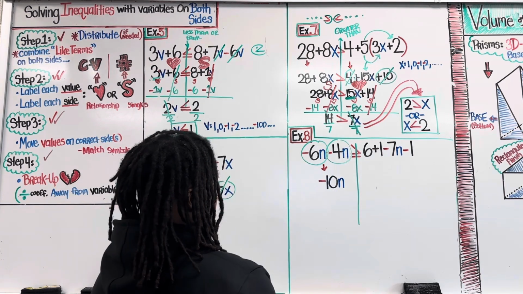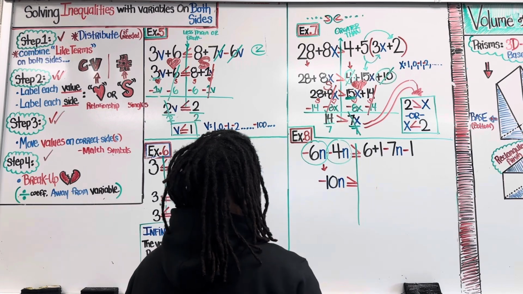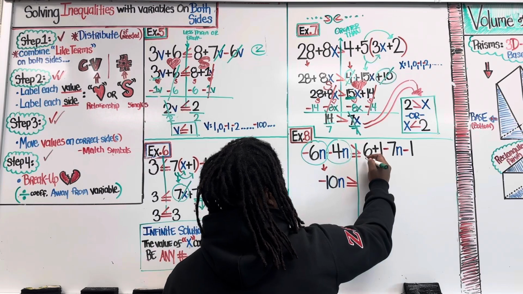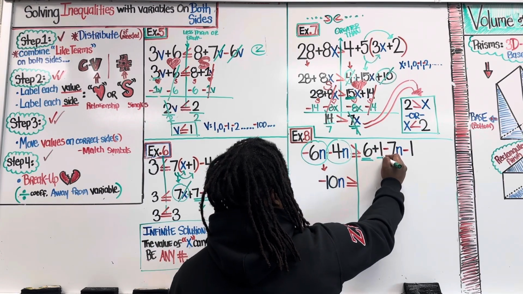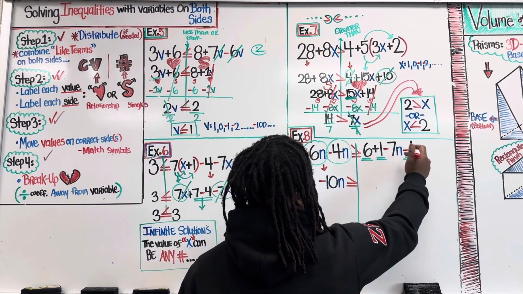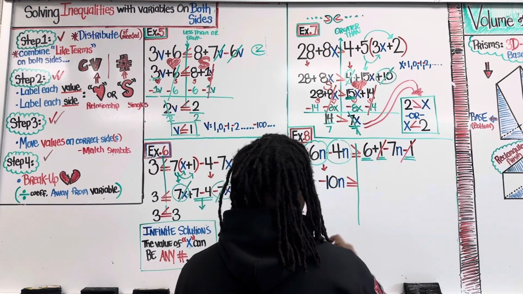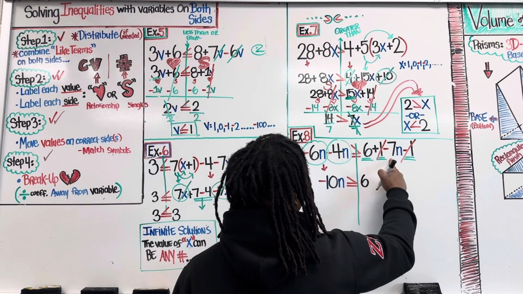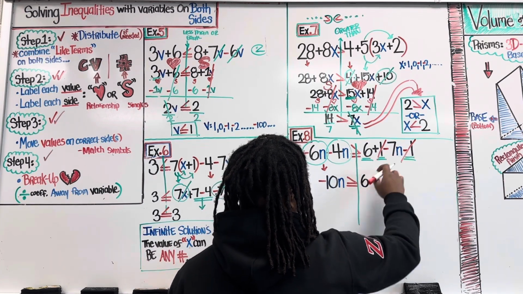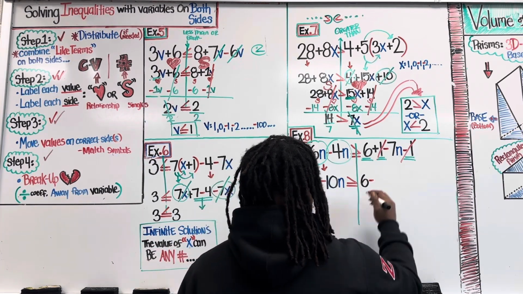All right, so now I have negative 10n is greater than or equal to, and now we're gonna do the opposite side, guys, okay? I can combine 6 with a positive 1 and a negative 1. A positive 1 and a negative 1 cancels out. So now I just have 6. So it's gonna turn into 6 minus 7n. Or I could have done 6 plus 1, which is 7, minus 1, which is 6. However you wanted to do it, it was gonna be the same. So 6 minus 7n.